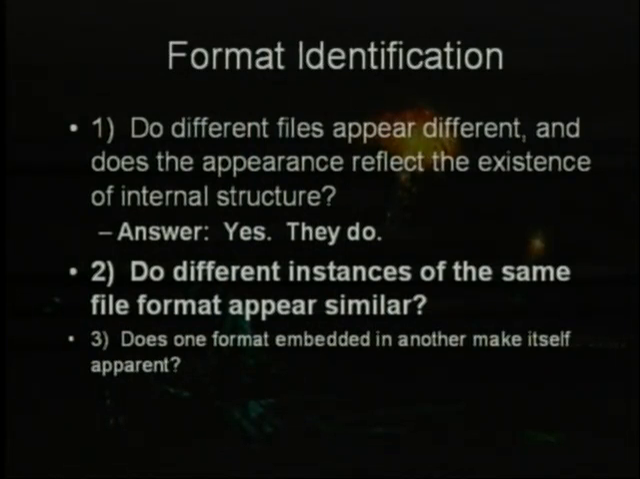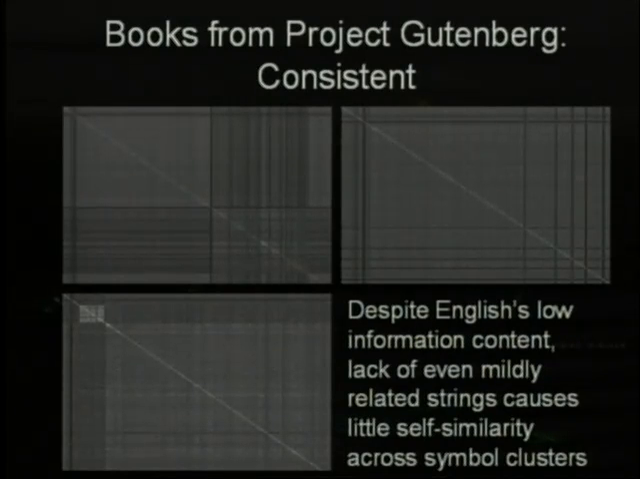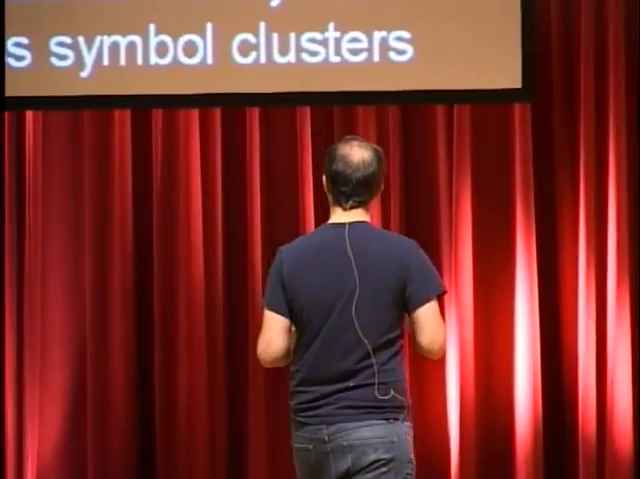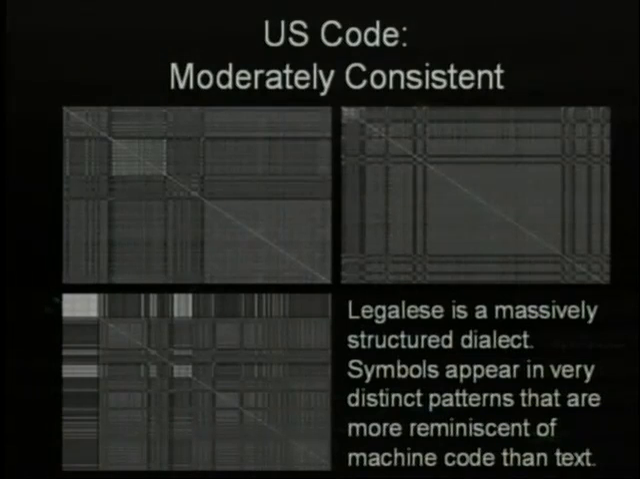But now, do different instances of the same file format appear similar? Text. If you take books from Project Gutenberg, text actually isn't very patterned. Now, you'd think it would be, because English is fairly low entropy, it's 1.3 bits per character, but you don't usually open a book and find the same paragraph in chapter 1 as in chapter 3. You don't usually see the same paragraph repeated over and over again. And so you don't get much self-similarity. The symbol clusters don't really align. But law is not text.